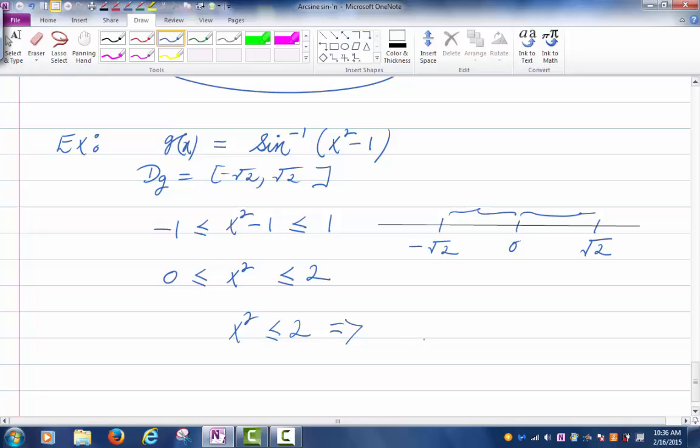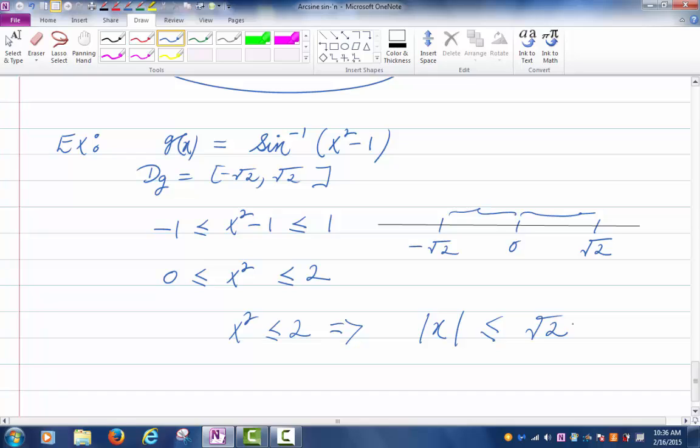What's the square root of x squared? Not just x, absolute value of x. What is the square root of 2? Well, it's just root 2. I'm not saying plus or minus, right? I am taking the positive root of both sides. If I take the positive root of both sides, that's what I get.